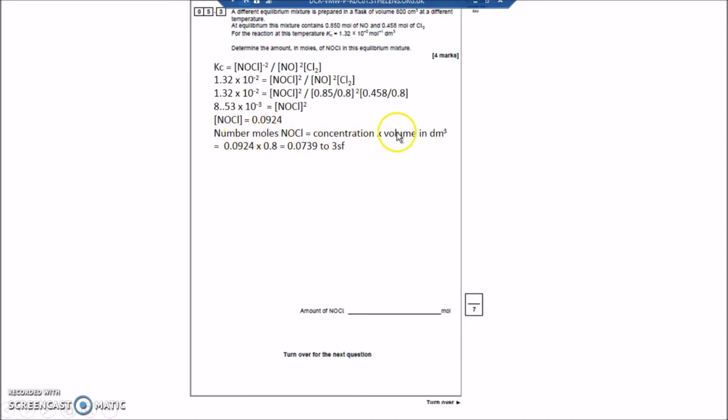Number of moles is concentration times volume, so I've got the concentration, I've got the volume, which is 0.8 because they're in the same flask. 0.0924 multiplied by 0.8 is 0.0739. Have a look at my other values: 3 significant figures, 3 significant figures, 3 significant figures, 3 significant figures. Everything's to 3 significant figures, so I can put that as 0.0739 to 3 significant figures.